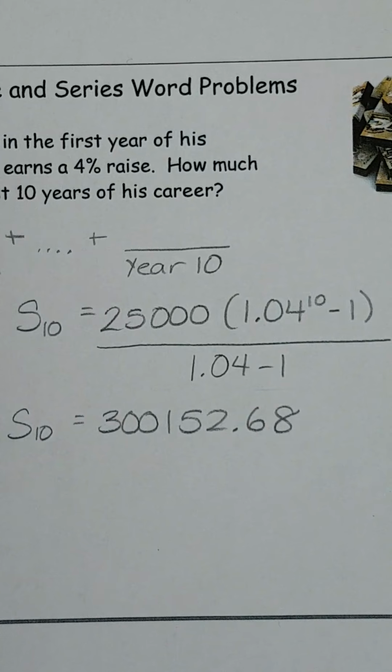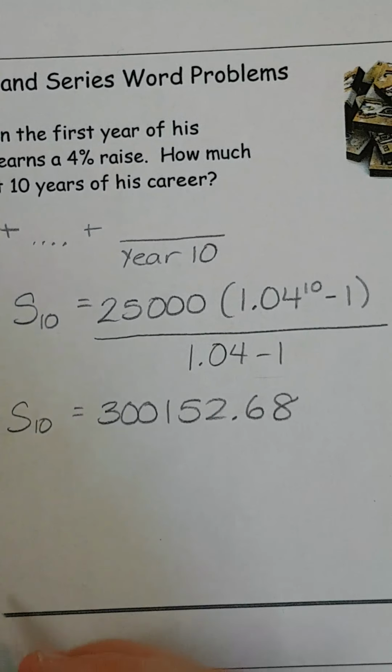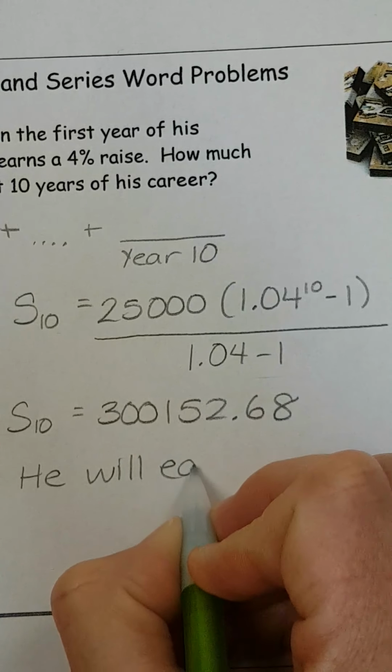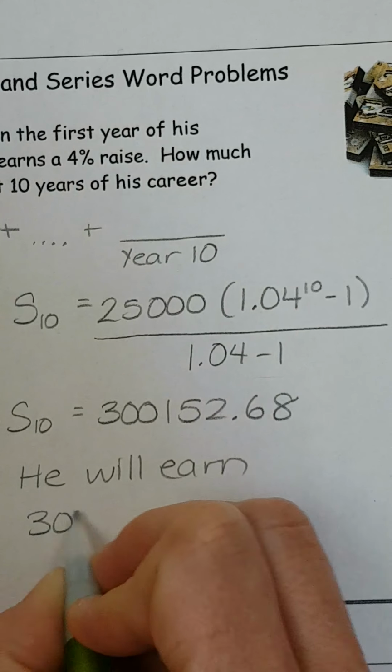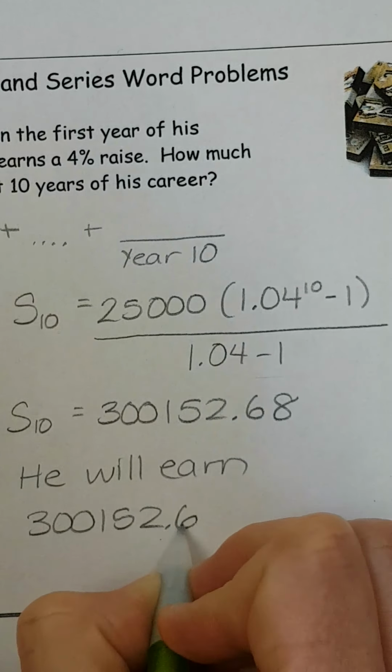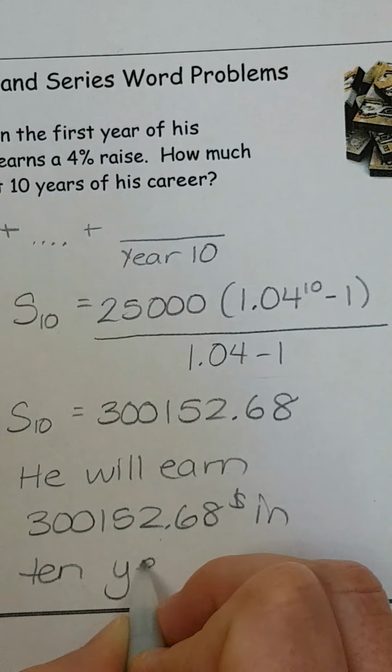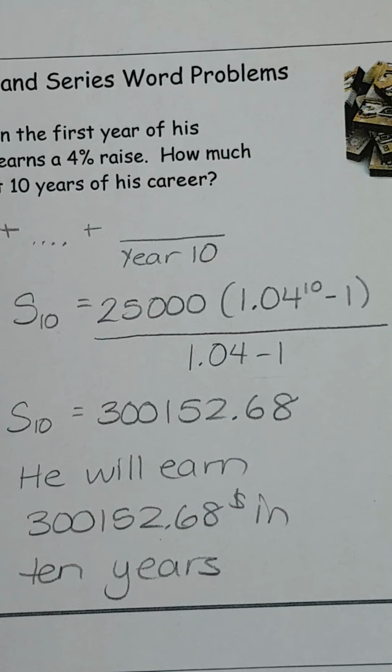Seems like he's making a lot of money, doesn't it? And then, of course, word problems, we need a sentence. He will earn $300,152 in 10 years. Okay, that's 1 of 4.